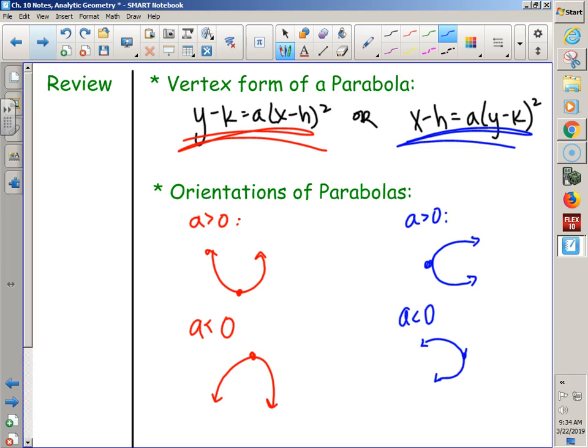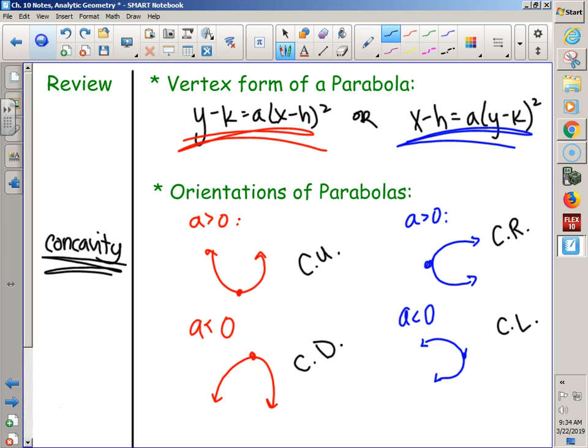So last semester we did see concave up. Remember CU? Concave up like a cup, or concave down. But now we can also have concave right and concave left. Not that we really talk about it that much. But remember, we do have positive and negative concavity, whether it's facing up, down, or right, left.